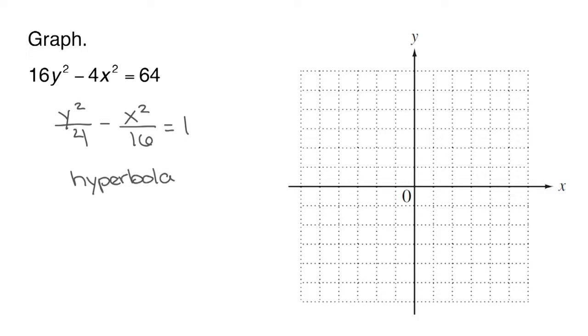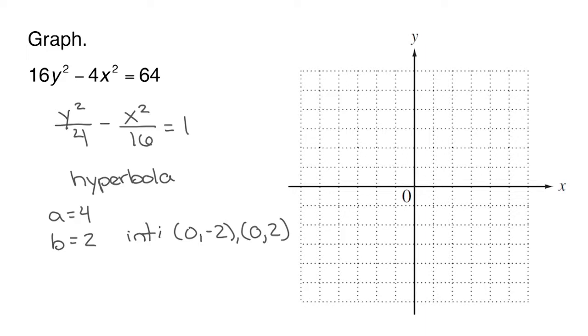A squared is 16, and so A is equal to 4, and B squared is 4, and so B is equal to 2. Since the y squared term has a positive coefficient, the intercepts are at (0, -2) and (0, 2).